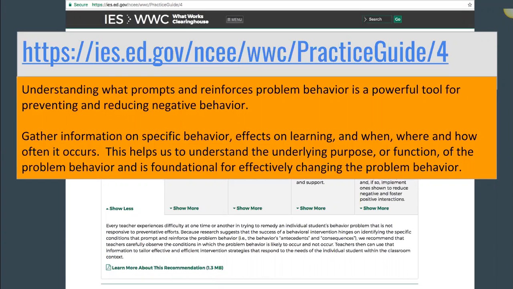Gathering information on specific behavior, the effects on learning, and when, where, and how often it occurs. This helps us to understand the underlying purpose or function of the problem behavior and is foundational for effectively changing the problem behavior.